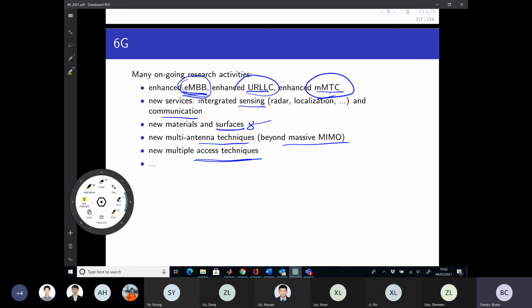And so you can also look at the benefits of combining those different techniques. For instance, rate splitting can be used to tackle some problems in massive MIMO, in intelligent surfaces, in radar and sensing, and so on. Okay, and many other things.